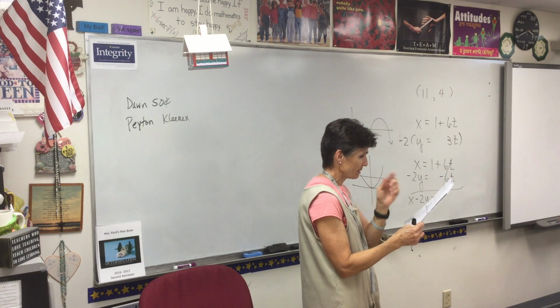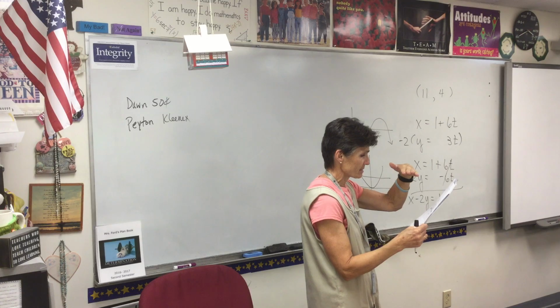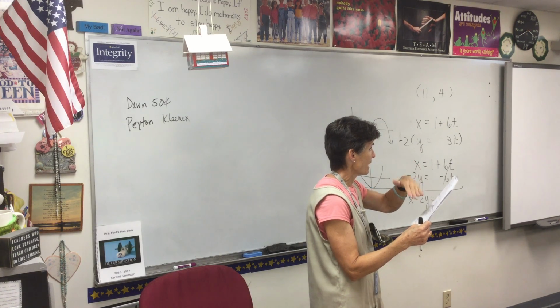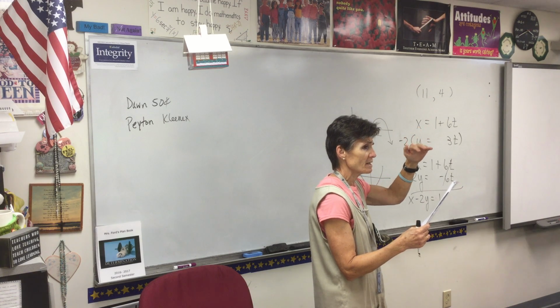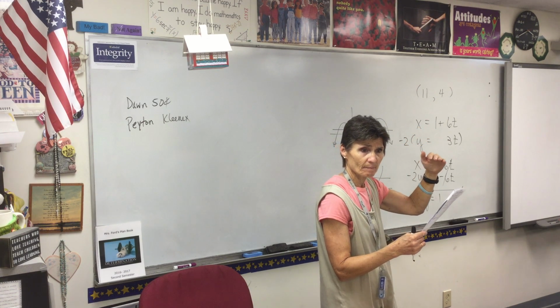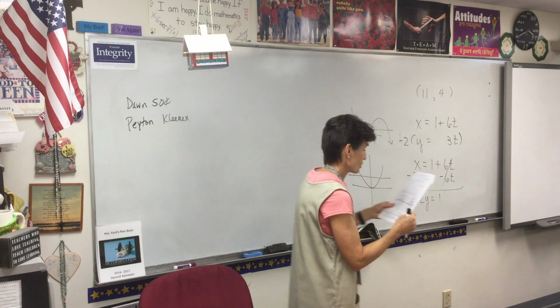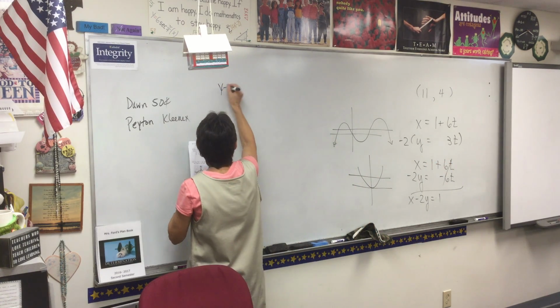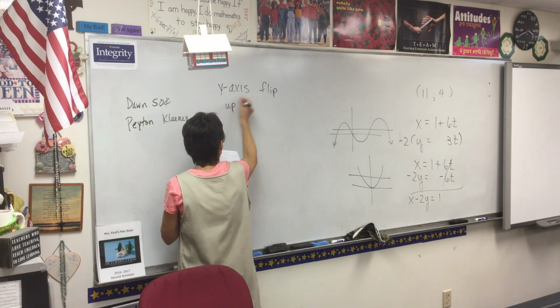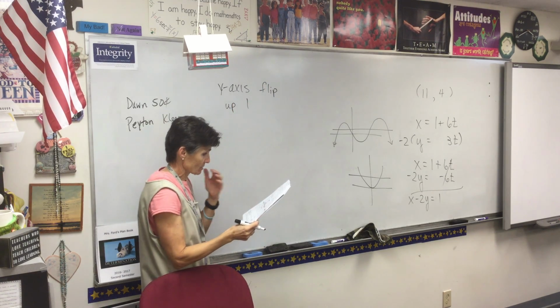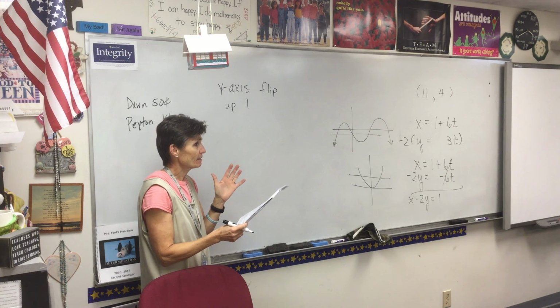But on figure 1, it's hanging under the x-axis, and on figure 2, it's up above. Which means we must have lifted it up one. So it looks like we did a y-axis flip and we went up one. Did we do anything else? Does that seem like that's it?